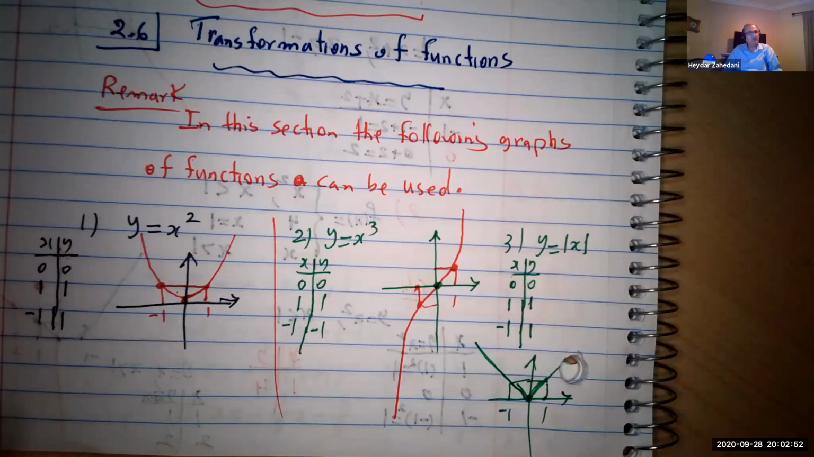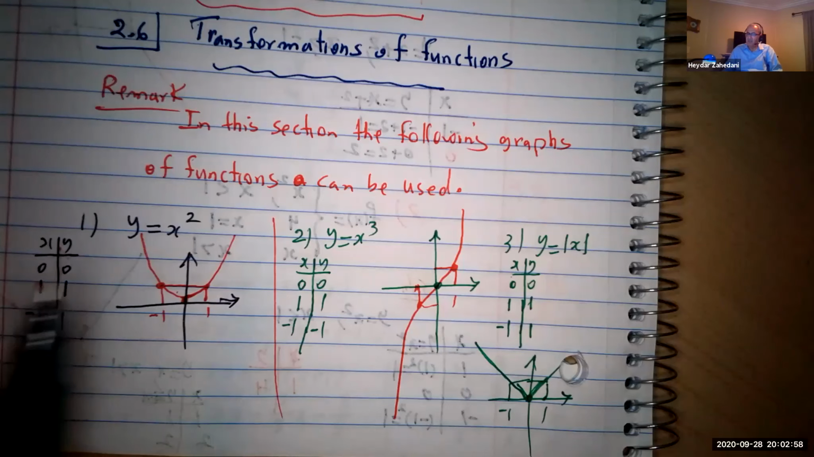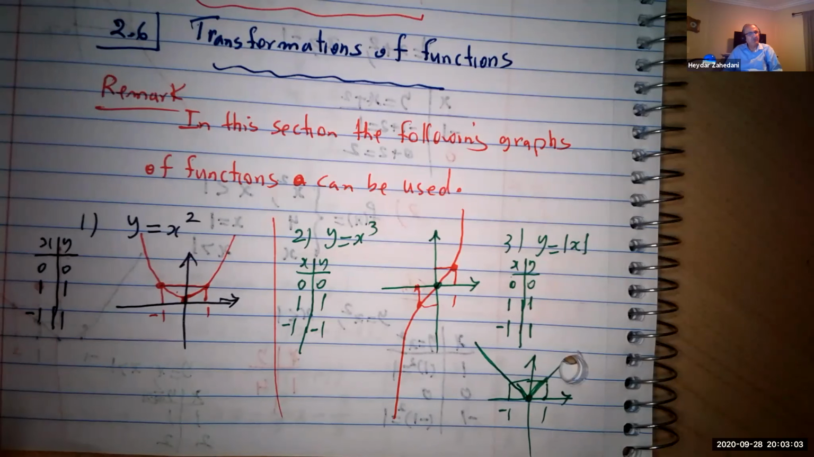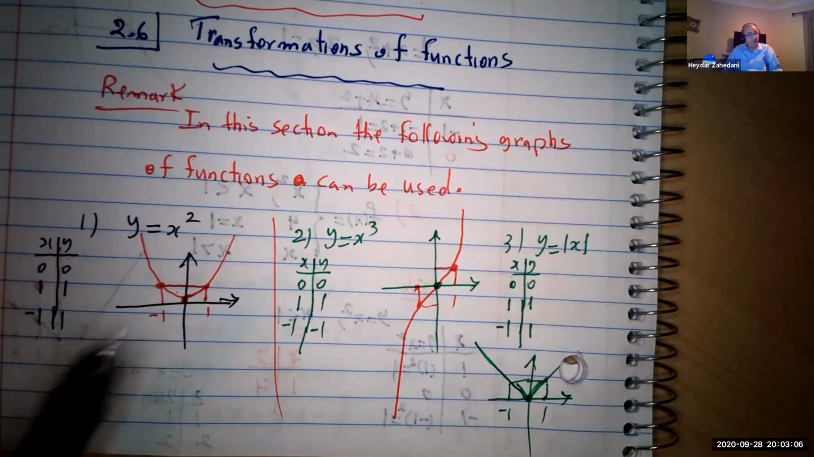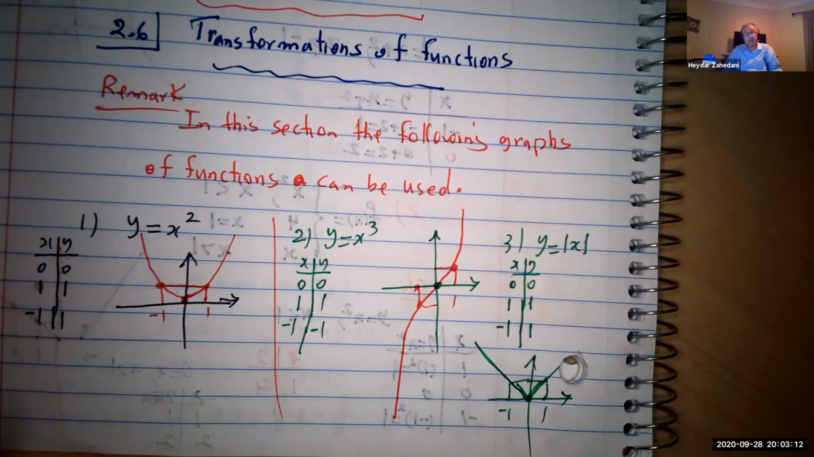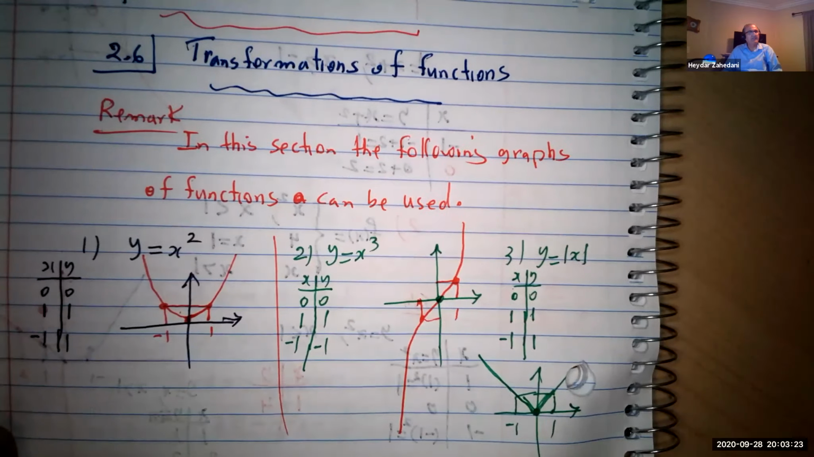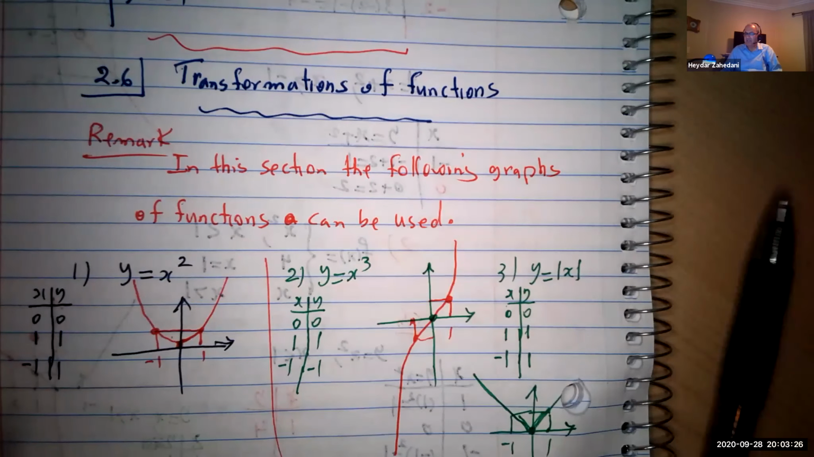So what I'm going to do is express or define the operations that I can do to these functions to get a new one. If you give me y equal to x squared, I can graph y equal to x squared minus 2 right away. I can graph y equal to x squared plus 2 right away. I can graph y equal to (x minus 1) squared. Okay, these are the operations that we call the transformation of functions. Since they change something from the original one, we call them transformations.